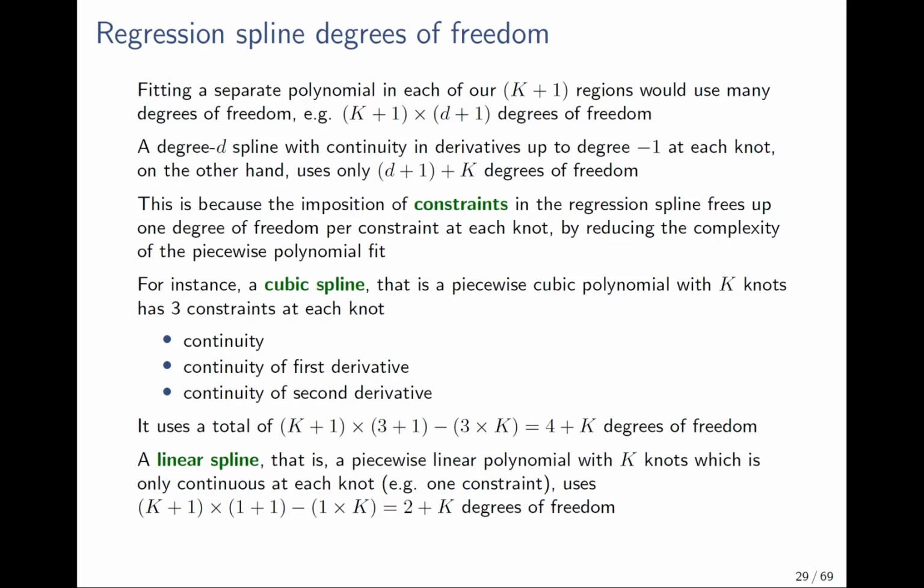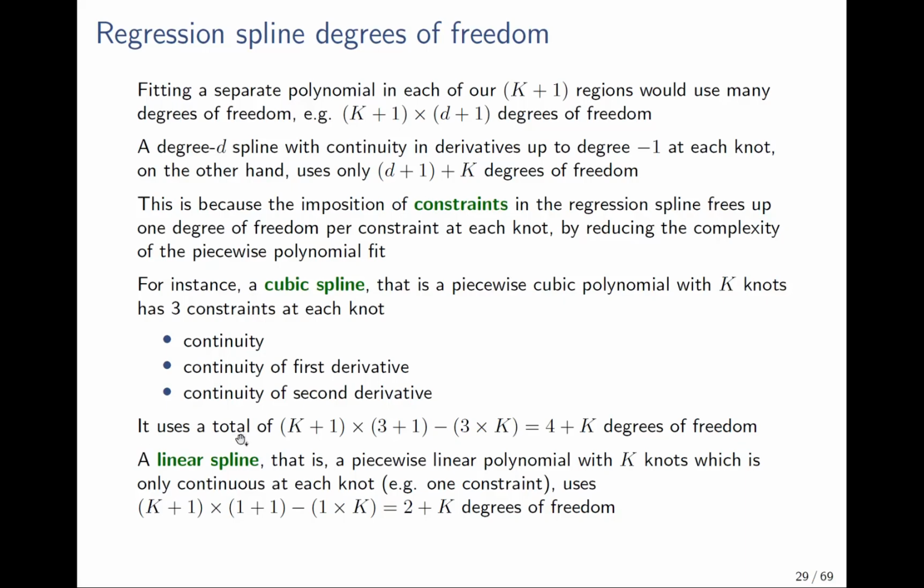So for instance, a cubic spline is a piecewise cubic polynomial with k knots. Sorry, it doesn't have d minus 1 constraints. It has continuity up to d minus 1. It has 3 constraints. So continuity of the function itself, continuity of the first derivative, and continuity of the second derivative. And again, I'll demonstrate this in a couple of slides. I'll show you how this actually works in practice.